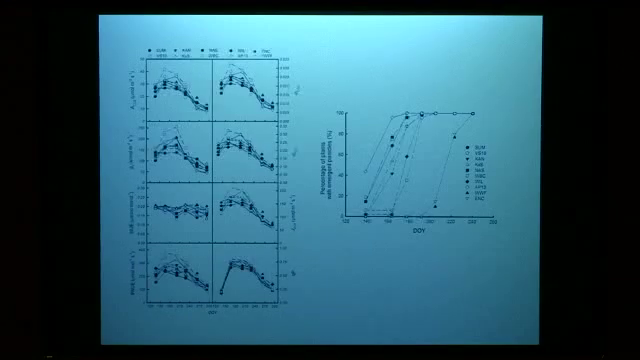And then likewise, if you look at our plant material, there's very, very big differences in the time to flowering in the field.